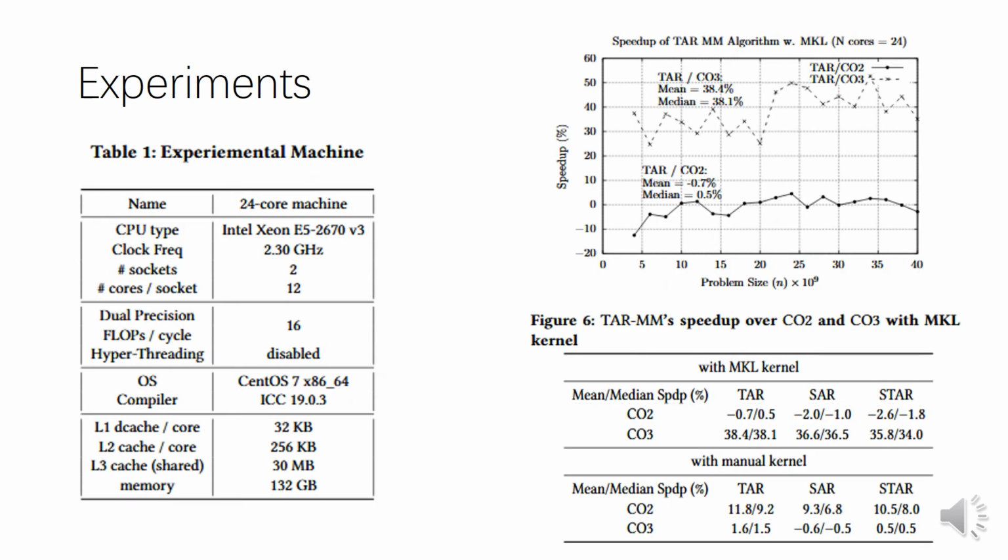And now let's look at some experimental results. We experimented with TAR, SAR, and STAR on a 24-core machine. The machine specification is shown on the left. We can see the experimental results on the right-hand side. We can see our TAR algorithm is slightly better than the SAR and STAR algorithms, and they are usually better than the CO2 and the CO3 algorithms. But as we can also see, it's not significantly faster than CO2.